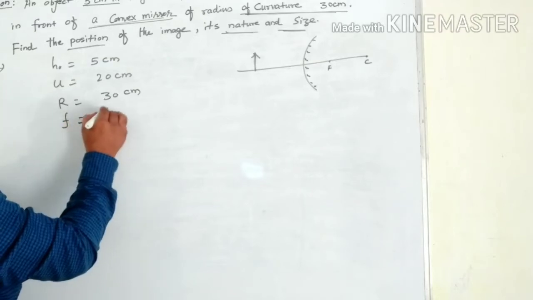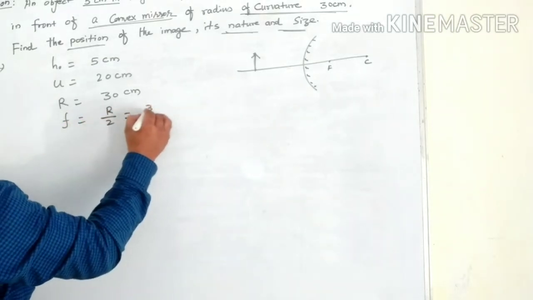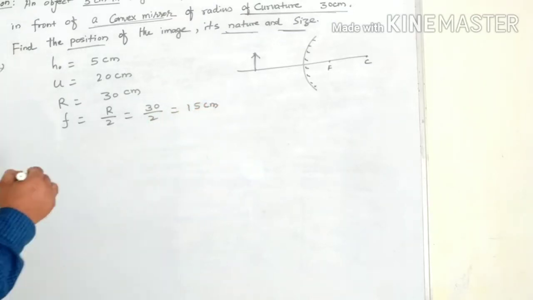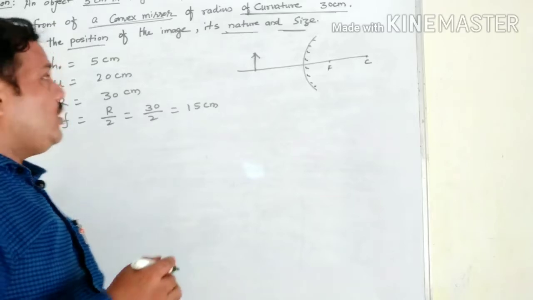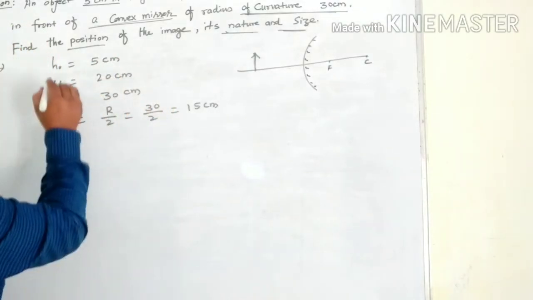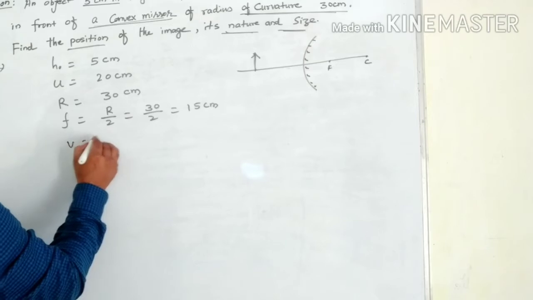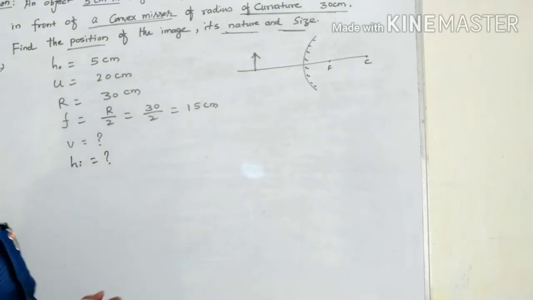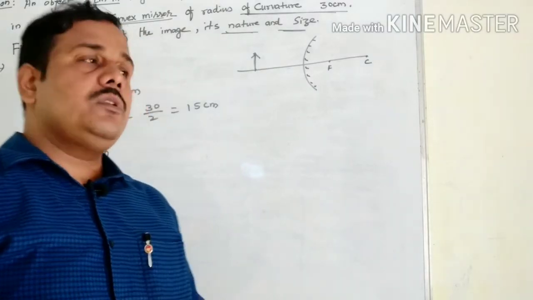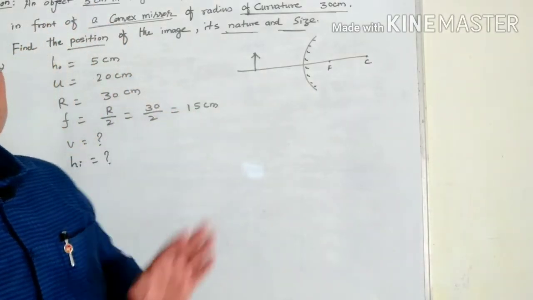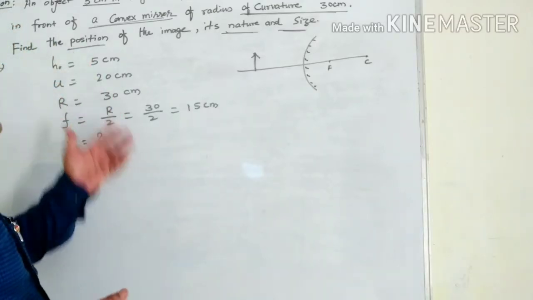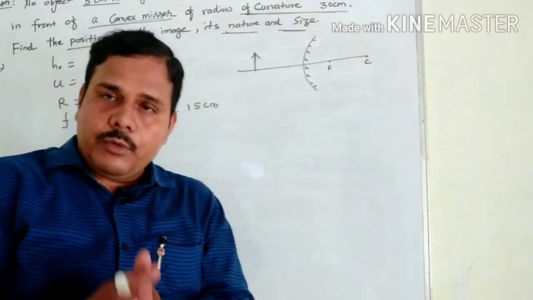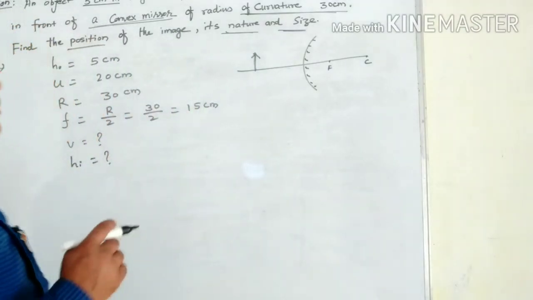So you find the focal length, it is r by 2. So it will be 30 by 2, that is equal to 15 centimeter. Now children, it is very important while solving this type of question. Next you write v equal to what, and height of image, that is also what. This type of question, how will you solve? You know that I will use the mirror formula, but here is a mistake: I had not used the sign convention. Already I told you, while solving numerical problems, you use the sign convention.